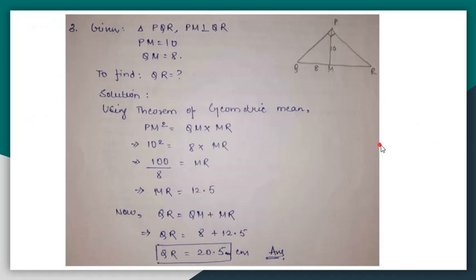Now coming back, let's quickly check our answers. When I have used the theorem of geometric mean, I get the value of MR as 12.5. Please see, in this case क्या given है और क्या नहीं given है, आप please check करिए solution में से. Then to find QR, I will add 8 to whatever MR comes. That is giving me 20.5 as the final answer.